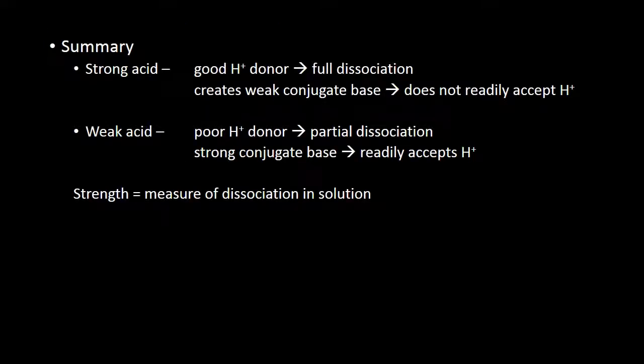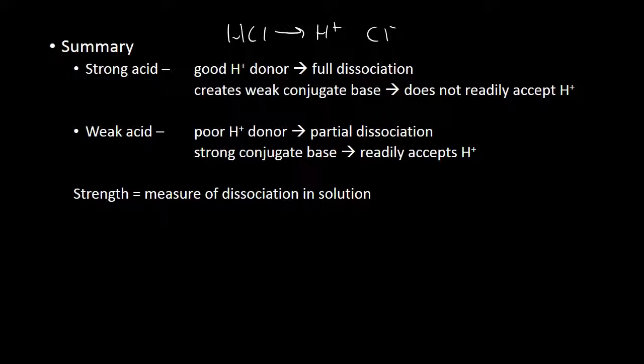So a strong acid is a good proton donor. And because it's such a good proton donor, it's going to cause full dissociation in an aqueous solution. But when you look at the opposite, it creates a weak conjugate base. And so that Cl minus that we had, if we redraw HCl up here, your base is going to be the one who wants to reaccept the hydrogen if it's a conjugate base.